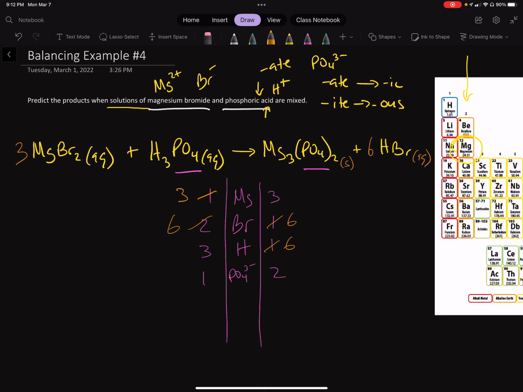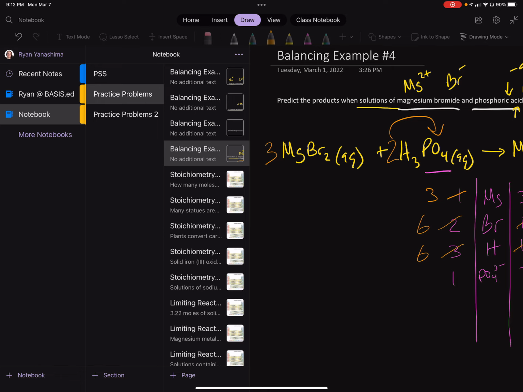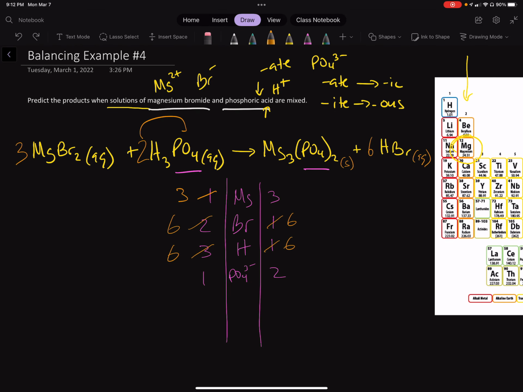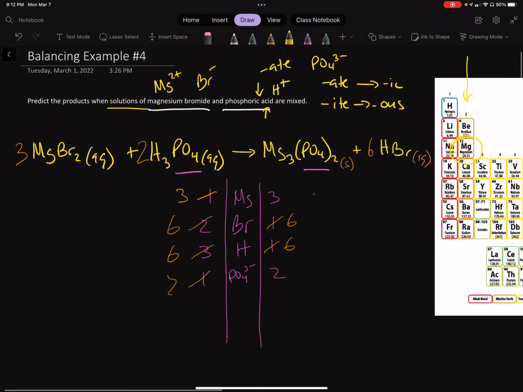Now phosphate and hydrogen, I noticed that what I have on the left side, I need to double it. So hydrogen, I have 3, I want it to be 6. Phosphate, I have 1, and I want it to be 2. So if I just put a 2 right there, then my hydrogens are now 2 times 3, so that's 6. And the phosphate, it's 2 times the one that was already there. I meant to undo. There we go. So that becomes 2. So now just looking through it, magnesium is balanced, bromine is balanced, hydrogen is balanced, and phosphate is balanced. So it's balanced.